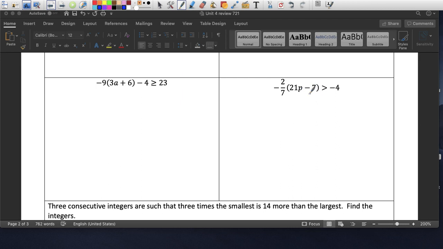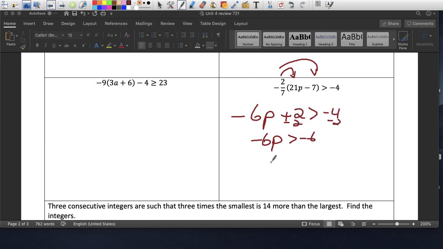Over here, let's see. Actually, I'm going to keep the fraction because it's not that bad. So I'm going to do the distributive property first. It's a negative times a positive, which is going to give me a negative, and that's going to give me 6p. And then it's going to be a positive, and it's 2 greater than negative 4. So that was easy. Negative 6p plus minus 2, minus 2 on each side, is greater than negative 6. Divide by negative 6 on both sides, and we're going to get p is less than 1.